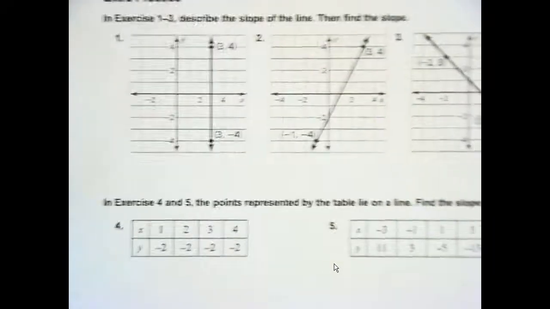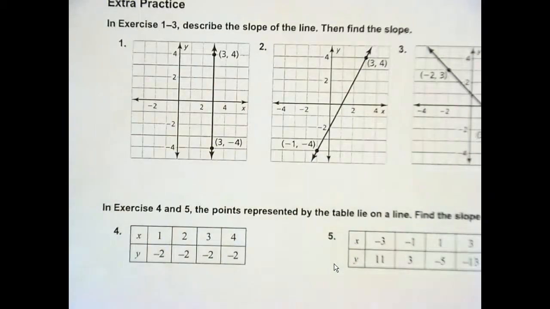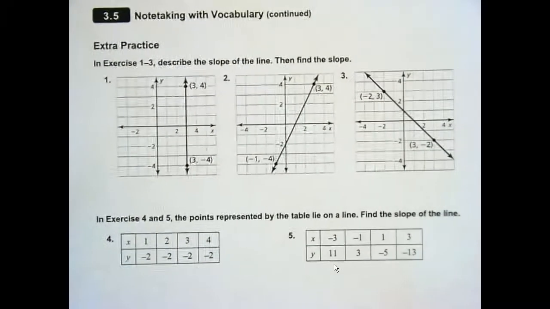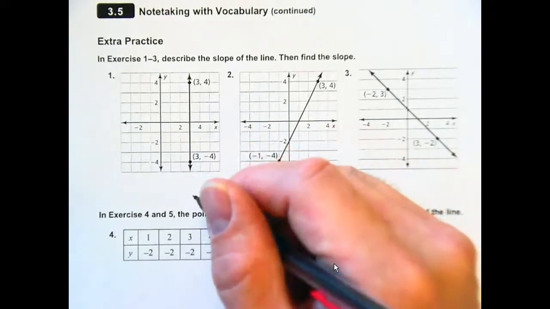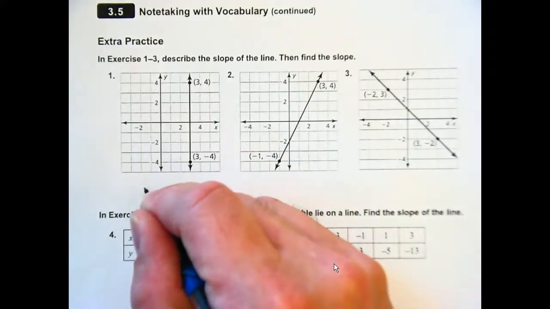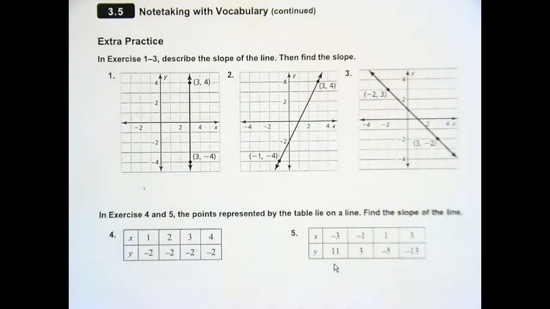This is page 83 of your student journal. So take a look at page 83. Number one, hopefully it's fairly easy. What's the slope? Zero? No, undefined. How many say it's undefined? How about zero? It is undefined. We'll talk more about that in a minute.